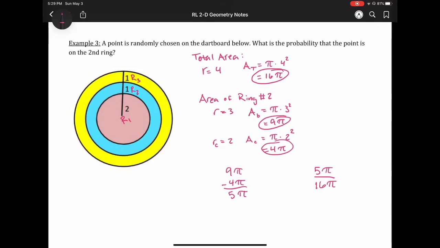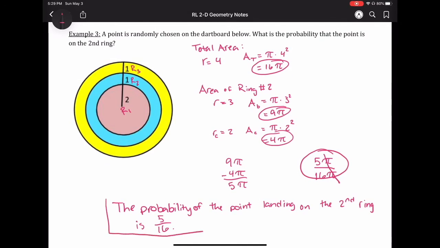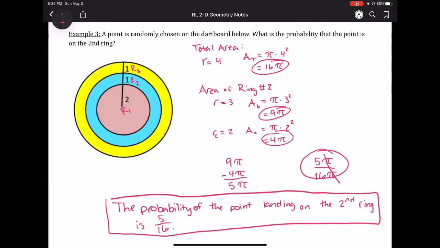Now I mentioned before that the pi's are going to cancel out, and they do. So that means that the probability of the point landing on the second ring is 5/16. So that's where that 5/16 is coming from there. And this whole sentence is my answer.